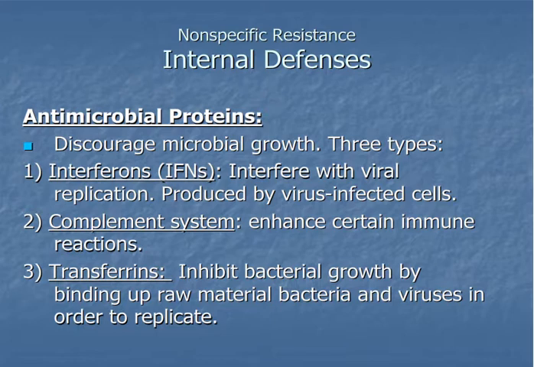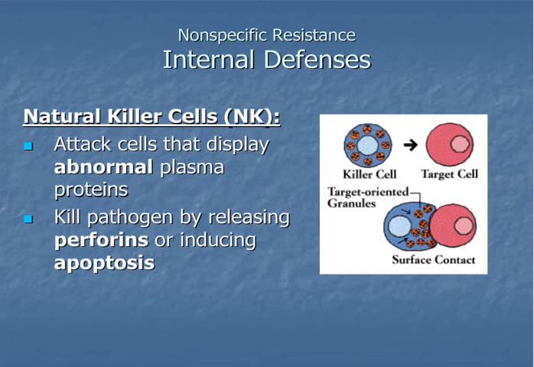And finally, there's a third type of protein called transferrins. Transferrins are transport proteins that help to transport raw materials such as iron. And iron and other raw materials are needed in order for bacteria to replicate. And so during times of infection, the transferrins will bind up all these raw materials and prevent their use for bacterial or viral replication. And of course, many of the white blood cells themselves are very generalist defenses.